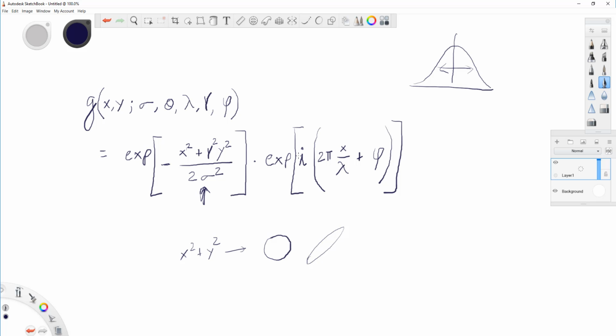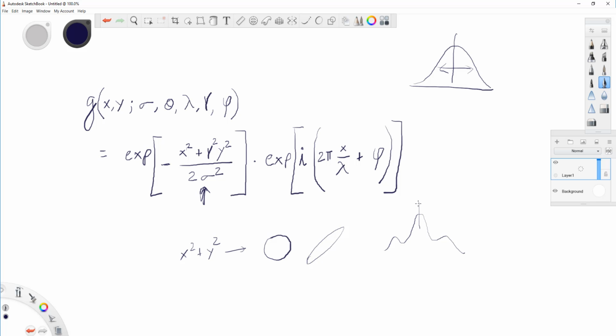And lambda is for wavelength. So this is basically defining, well, if you put this phi term, which is easy to explain, if you have, let's say, a wave like this, then if you offset it, phi is nothing but the phase offset.